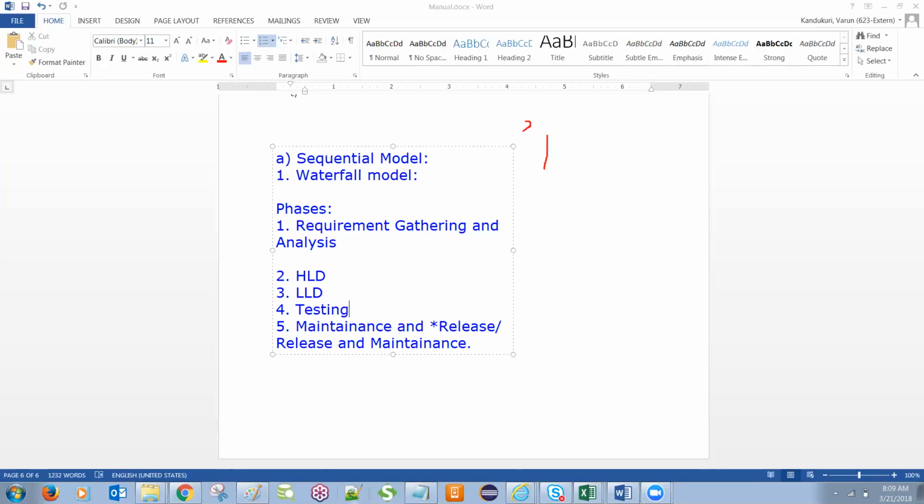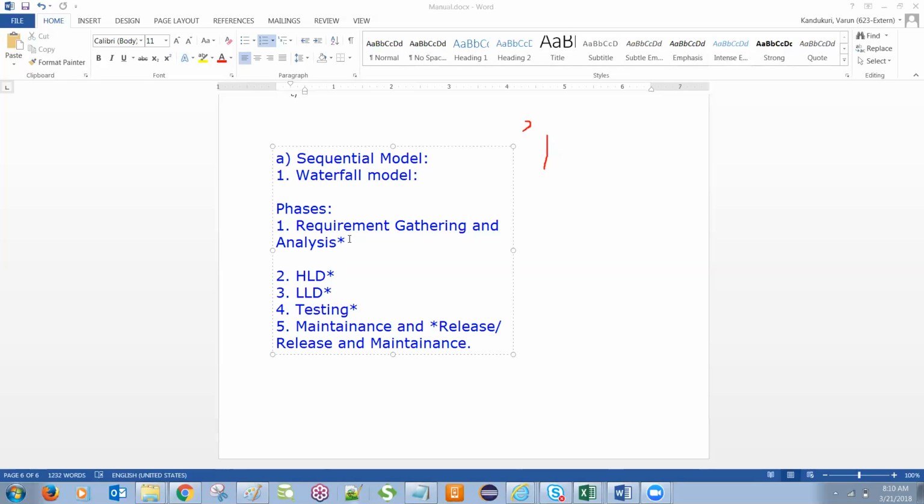Mainly, we have different phases: requirement gathering and analysis, high level design, low level design, testing, and release or maintenance. Maintenance is optional. Release is important, which is why I kept it with a star mark.